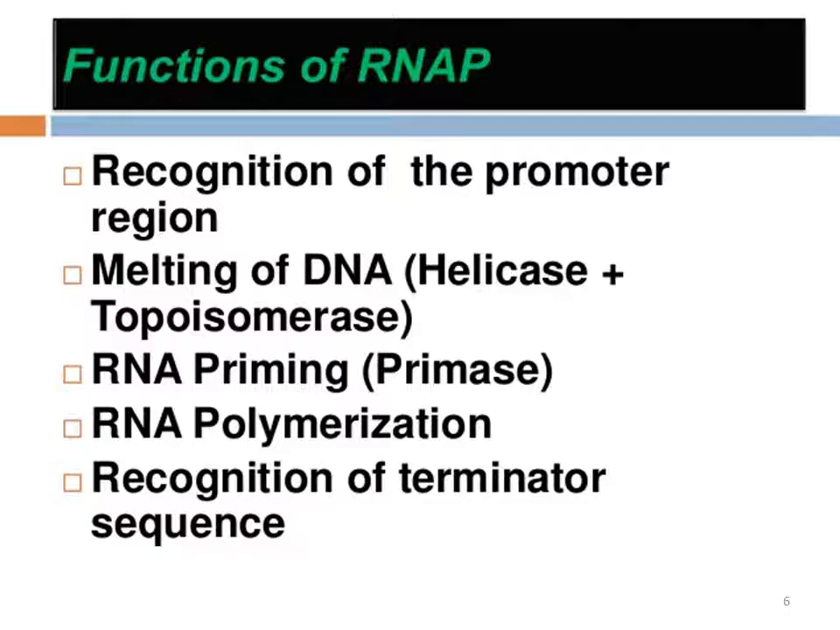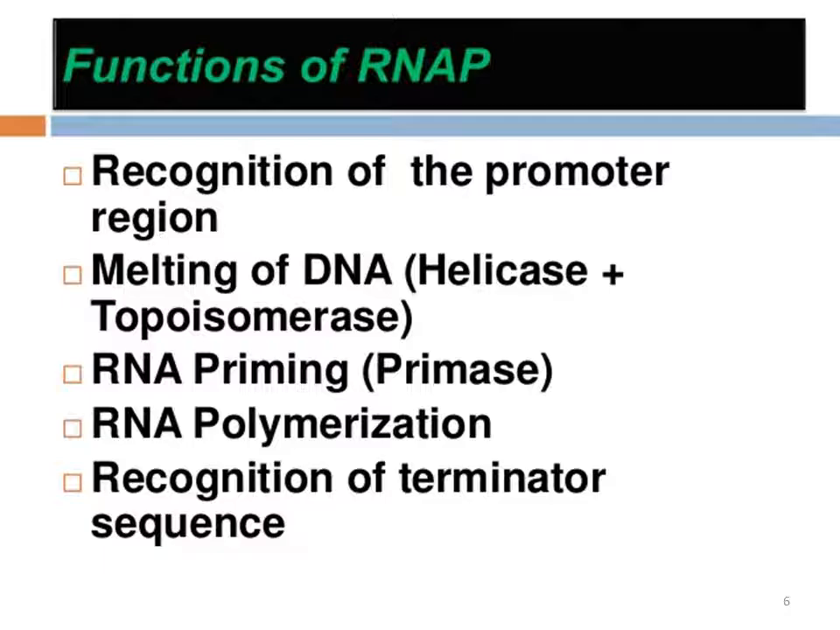Then another function of RNA polymerase is RNA priming. This is actually finding the place from where the enzyme has to start the work. Then the other function of the RNA polymerase is RNA polymerization. This means the new and free nucleotides which are present in the environment of the cell will start to add on the DNA template.